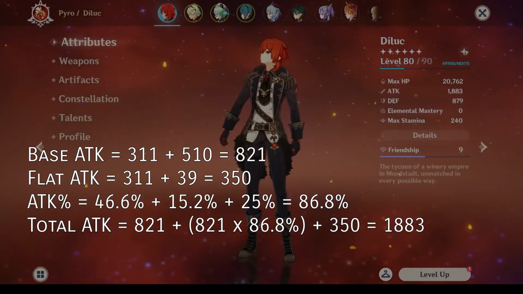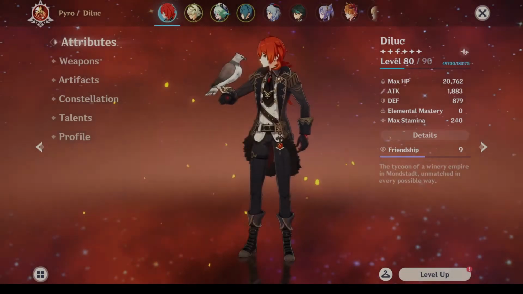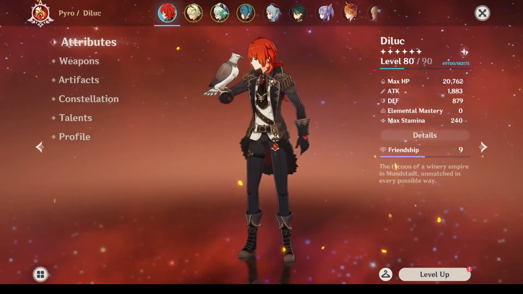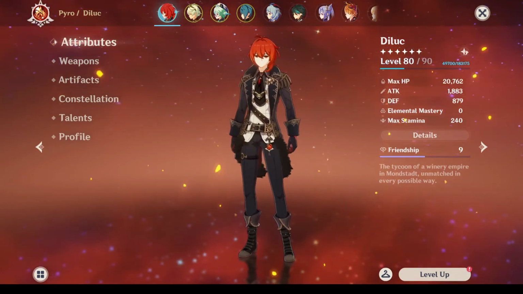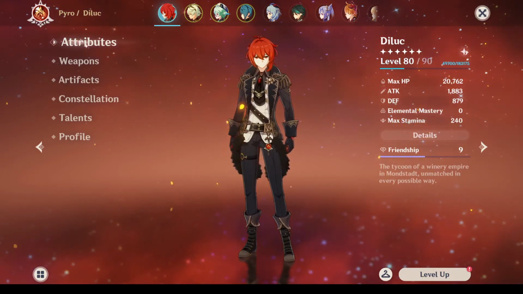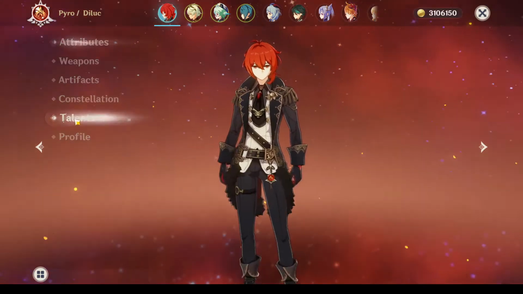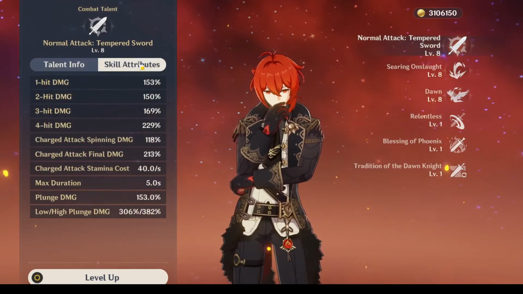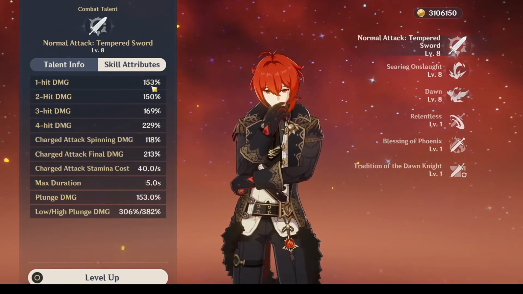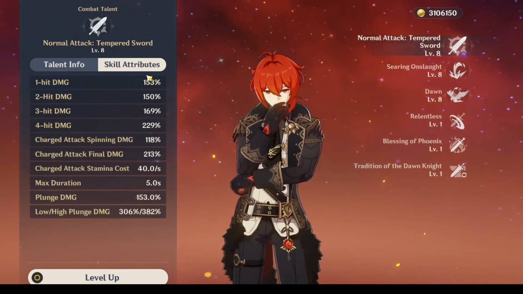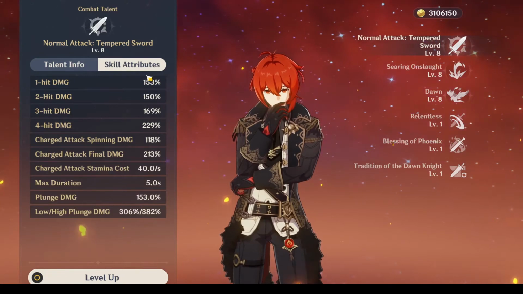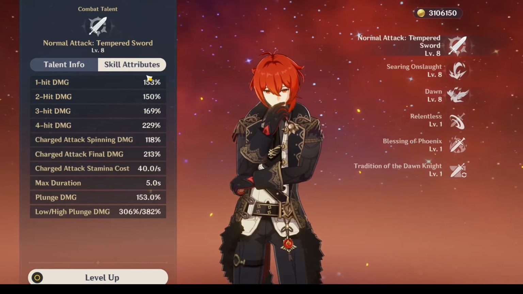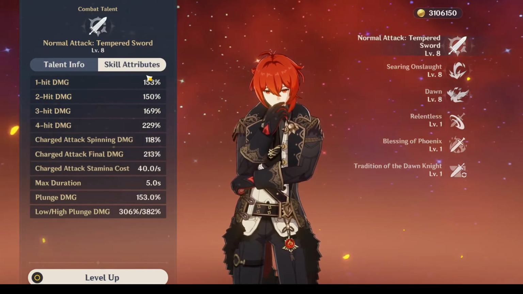So, step one, we got his attack number. We understand how that attack number is calculated. The next thing we need to understand is motion value per second. So first off, let's understand what motion value or damage multiplier is. The damage multipliers are what the abilities actually will do. So let's just take a look at Diluc's normal attack here. This 153%, that is a motion value, and that value gets multiplied by the attack stat to get the base damage of an attack. So the first hit will be 153% times the attack stat that we looked at earlier.